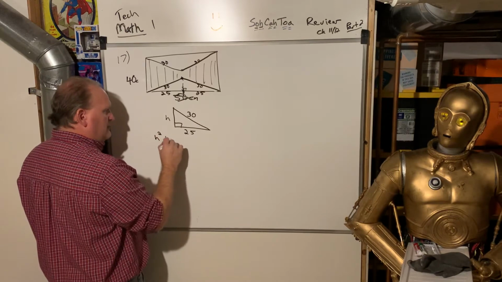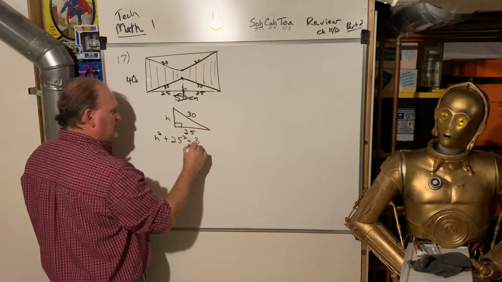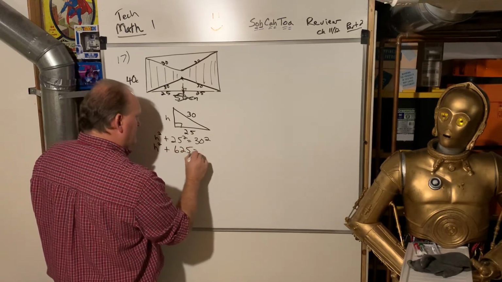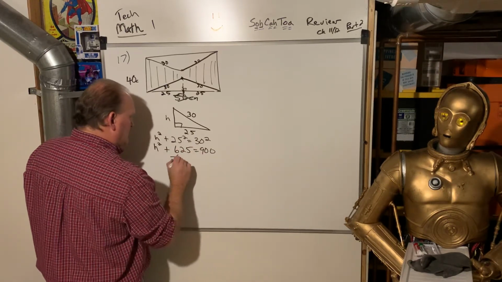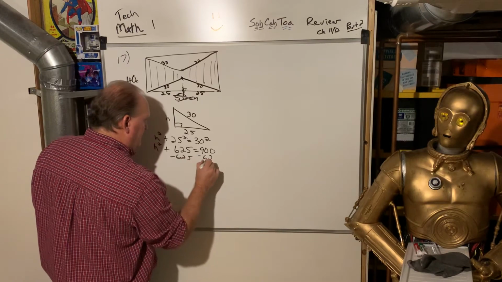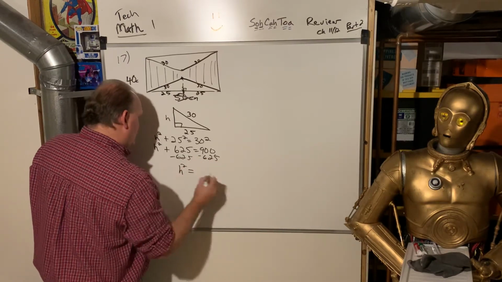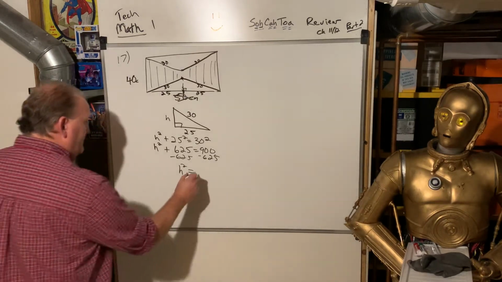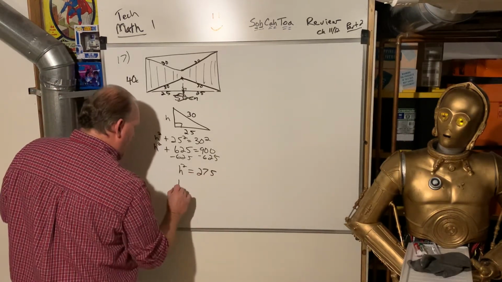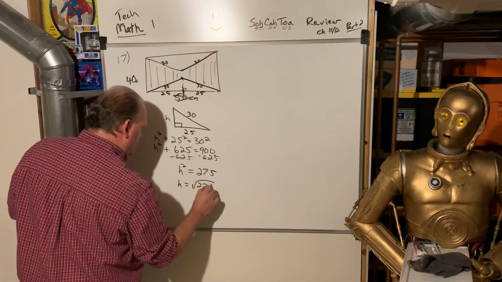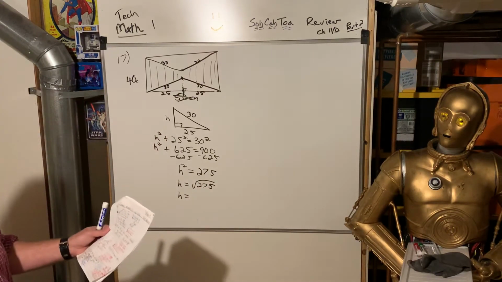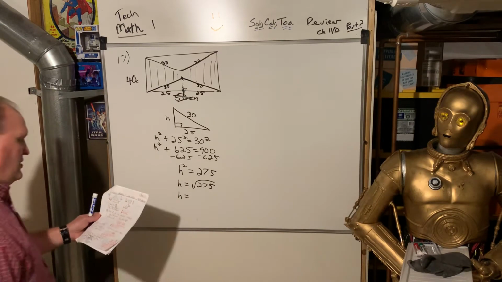So h squared plus 25 squared equals 30 squared. h squared plus 625 is equal to 900. And then subtract off the 625. And then h squared is equal to 275, and then you take the square root of that, and that is approximately 16.583.